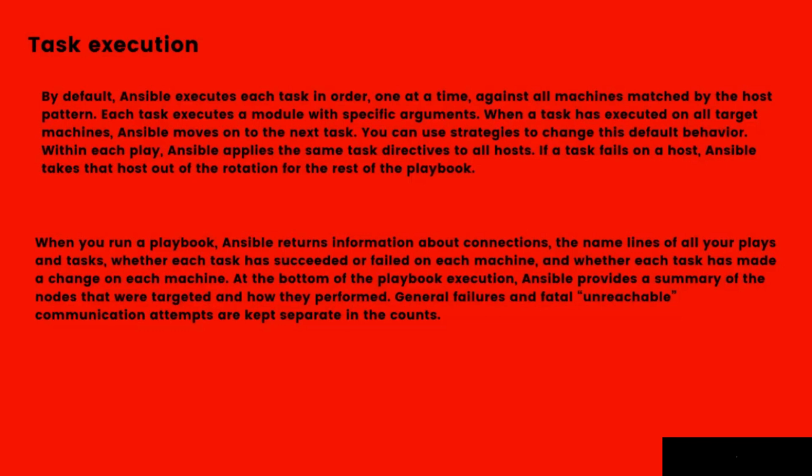When you run a playbook, Ansible returns information about connections, the name lines for all your plays and tasks, whether each task has succeeded or failed on each machine, and whether each task has made a change on each machine. As per the previous example I showed you, we had missed some files, so it showed not changed, but if I run it, then it will change. At the bottom of the playbook execution, Ansible provides a summary of the nodes that were targeted and how they performed. General failures and fatal unreachable communication attempts are kept separate in the counts.